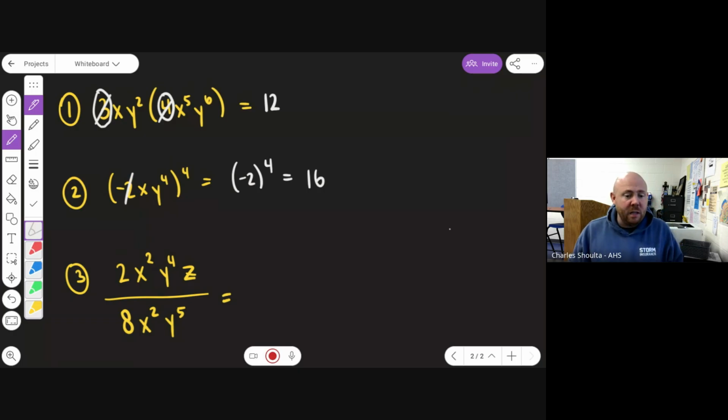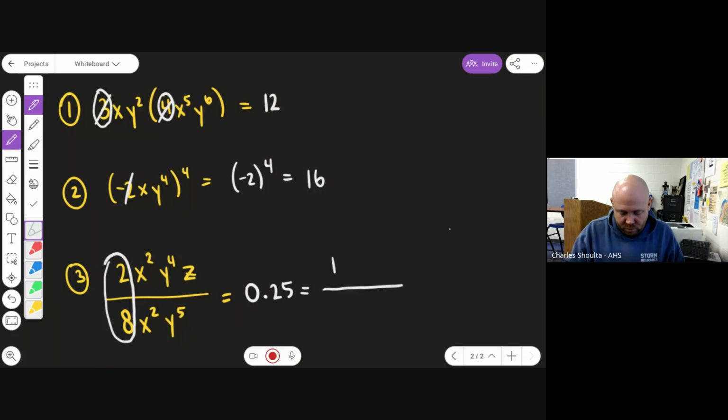And then last but not least, on our division problem, we're going to calculate that right there, which if you do it on a calculator, you're going to get that, but we do not want fractions. So we don't want decimals. So we're going to change it to 1/4.